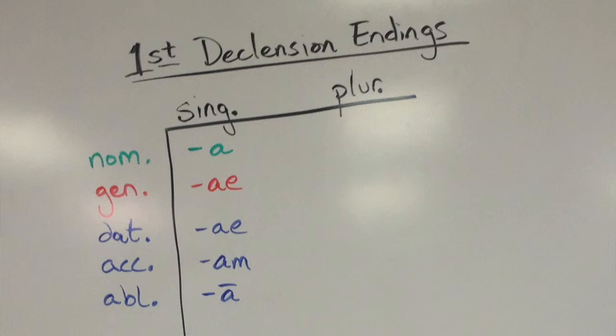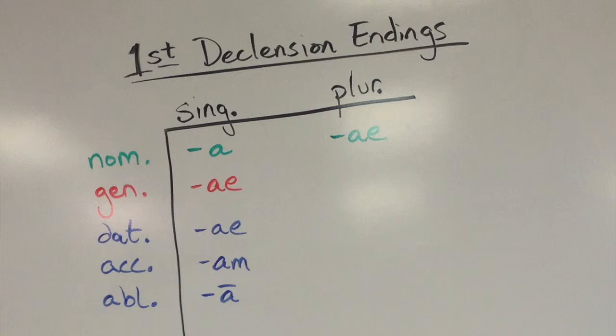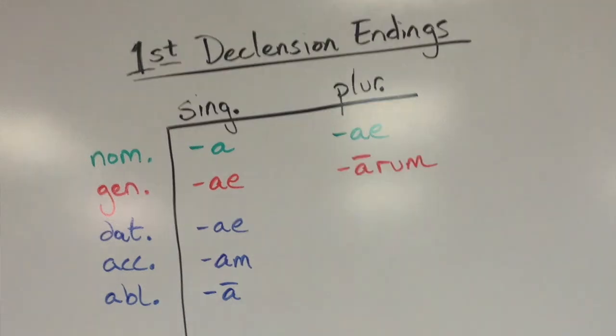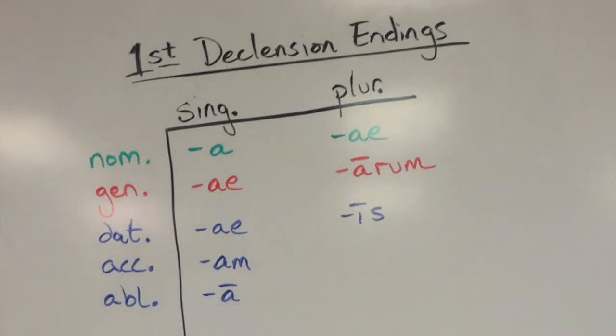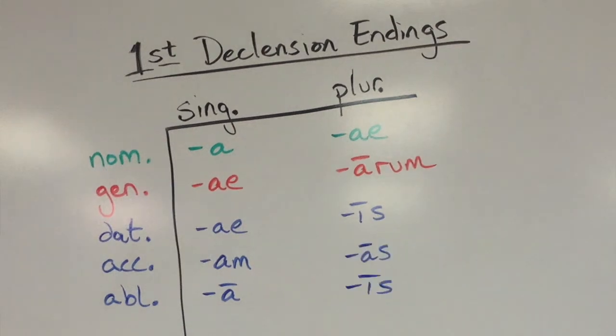The plural is going to start with AE. The genitive plural will be ARUM. The dative plural, IS. Notice how we pronounce that S with S at the end, not Z. So it's IS. The accusative plural, AS. And the ablative plural, IS. Those long marks in the plural column are not macrons, which we are going to be responsible for. We're only responsible for, again, the ablative singular.